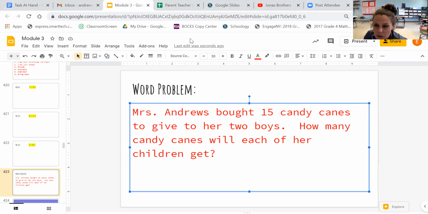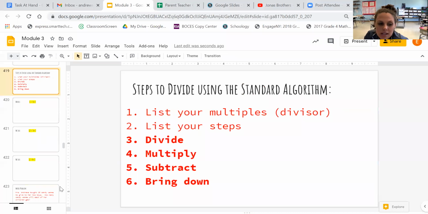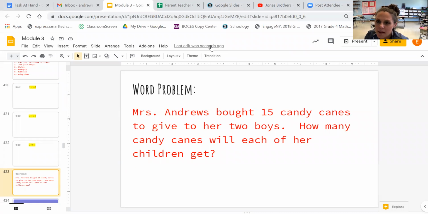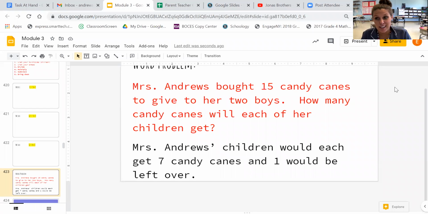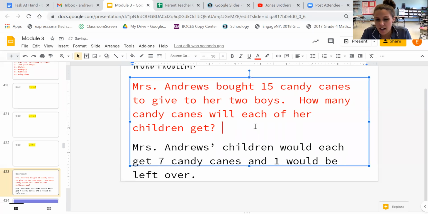I want you to go for this one. Try it all by yourself. Look back at the steps if you need it. 15 divided by 2. All right, friends, so I hope I didn't trick you on this one. When you divided 15 divided by 2, you should have gotten an answer of 7 remainder 1. Now, I can't have a remainder of 1 candy cane, well, I can, but I can't give that to my kids. So Mrs. Andrews' children would each get 7 candy canes and 1 would be left over, right? I can't share just 1. I can't just give it to Michael, just give it to Alexander. So 1 would be left over, okay?